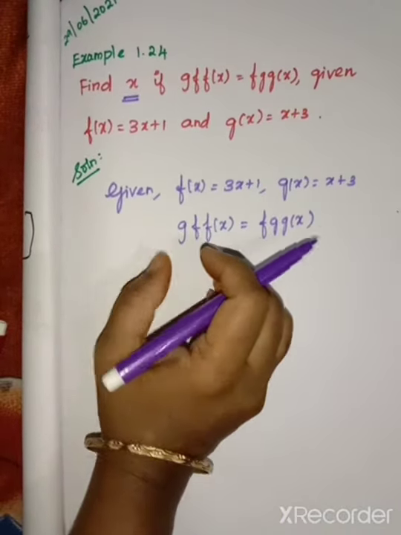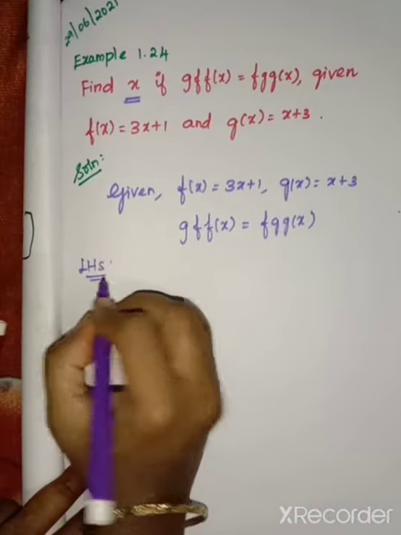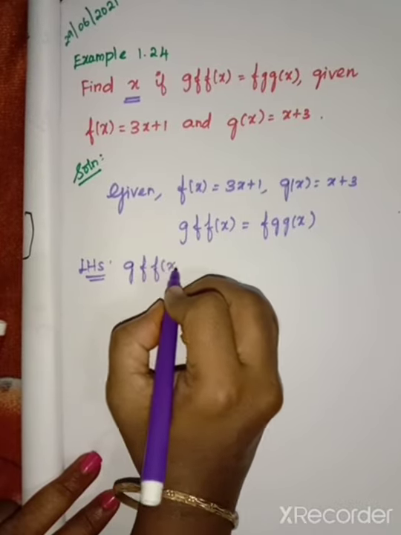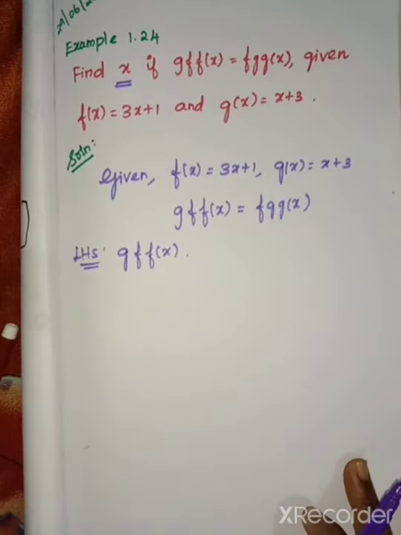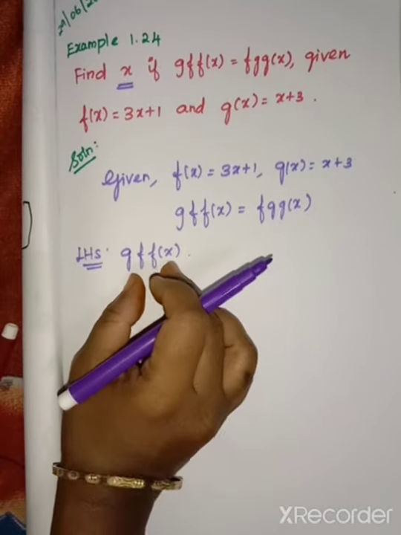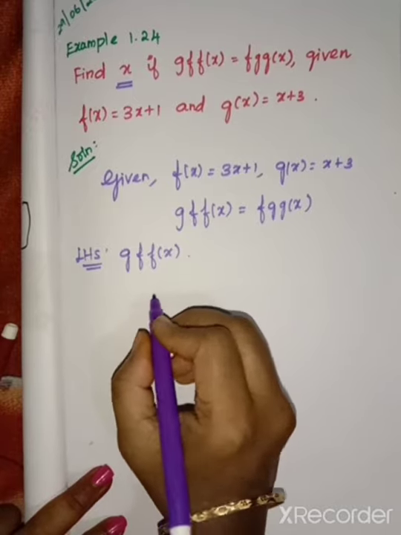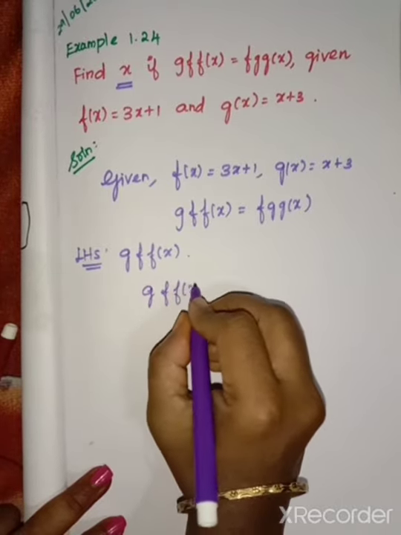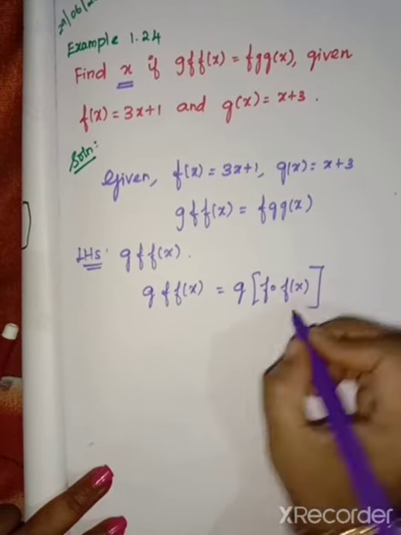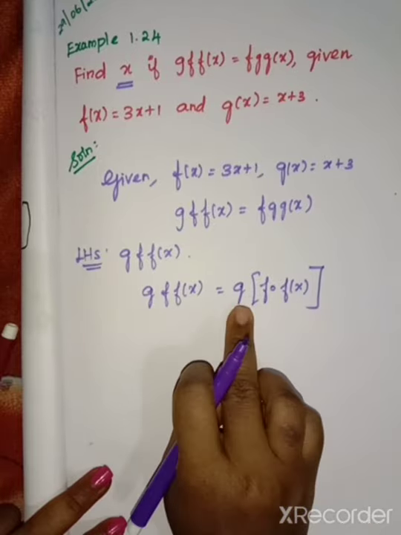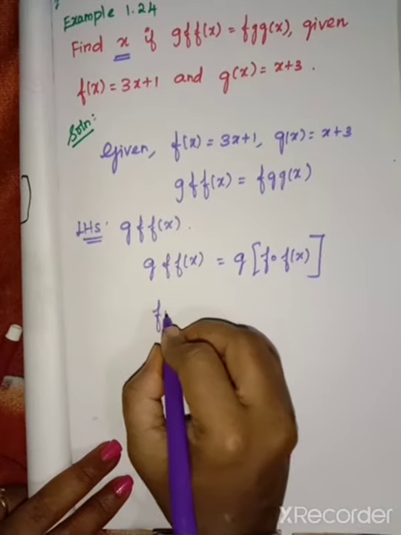First of all, I take the left hand side and the right hand side. The left hand side is g of f of x. Here we have two functions. We can either use both at a time, or first find the inner function and then substitute it in the other function. So for g of f of x, first we find f of x and then substitute it in g.